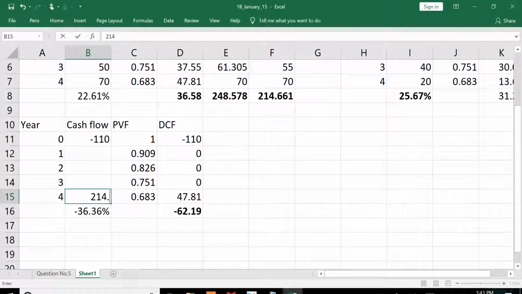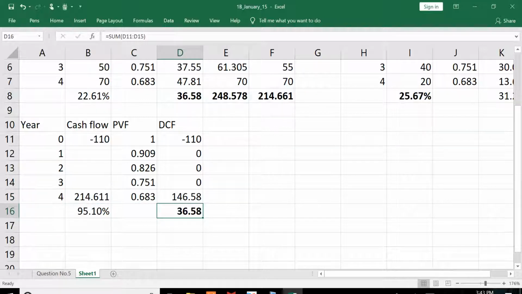214.661. That's an assumption of NPV. NPV says all cash flows will get reinvested at the cost of capital. If you reinvest at 10%, you see the NPV, the same 36.58. IRR says no, it's not 214.661, it will be 248.578. If you see that, you get the same IRR, 22.61%.